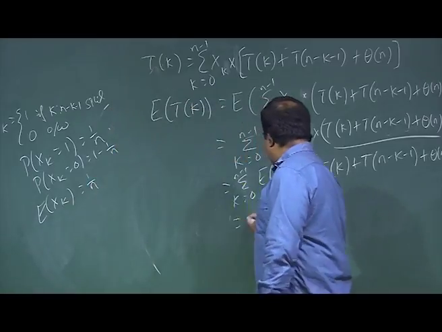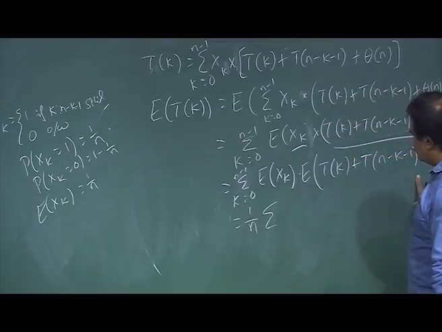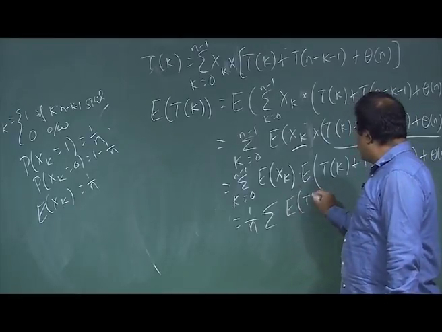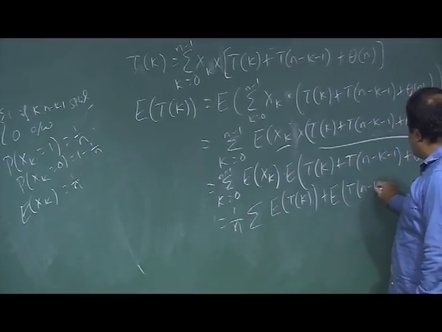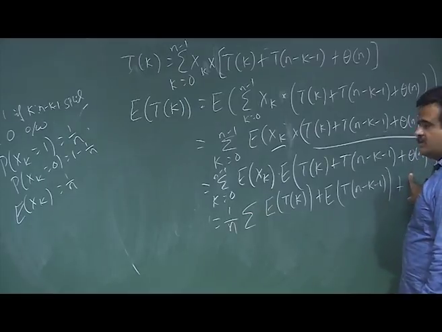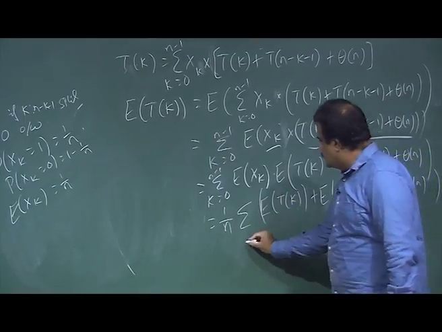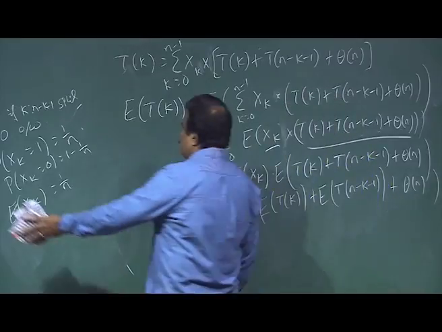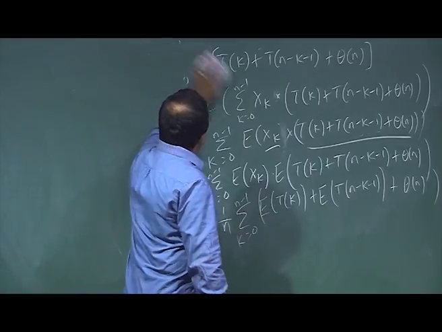So 1 by n will come out of the summation of the expected value of this. Now again we take the expectation inside: expectation of T of k plus expectation of T of n minus k minus 1 plus expectation of theta of n. That has nothing to do with the randomness, so that is basically theta of n. This is the term, k equal to 0 to n minus 1. Okay. So if you simplify this, what will this give us? Let me rub this.